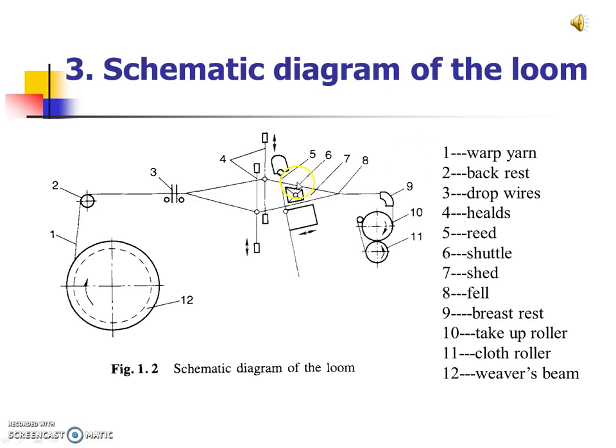Here we see the shed is formed by the displacement of the heald frames from the upward side to the downward side. Then through this shed the shuttle is passed. Now 8 is the fell of the cloth. The formed cloth is taken from this area and wound on a cloth roller with the help of the take-up roller. The fabric rests on the breast rest or front rest, as it's called.